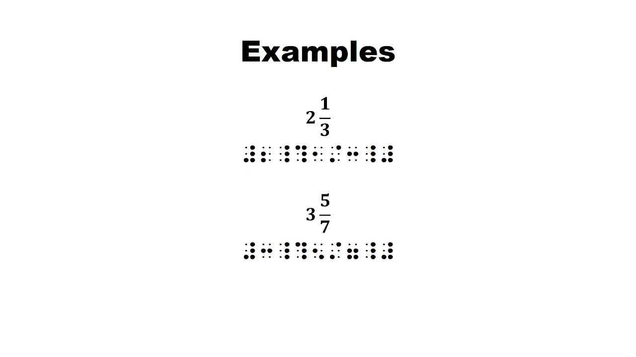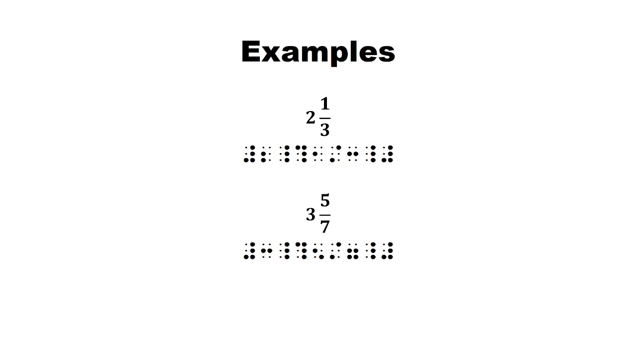Okay, we write the numeric indicator and then followed by the whole number 2. And then right after 2, we make use of the opening mixed fraction indicator. Since it utilizes two cells, the first cell is dots 4, 5, 6, and the second cell consists of dots 1, 4, 5, 6.